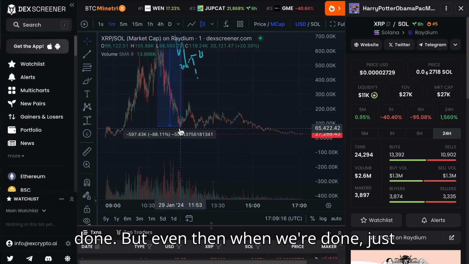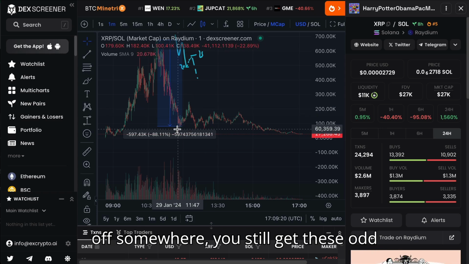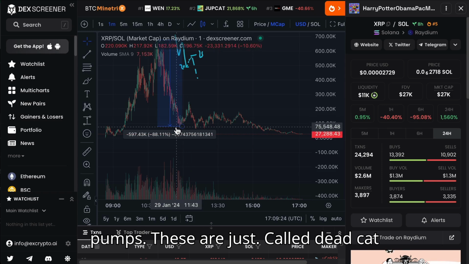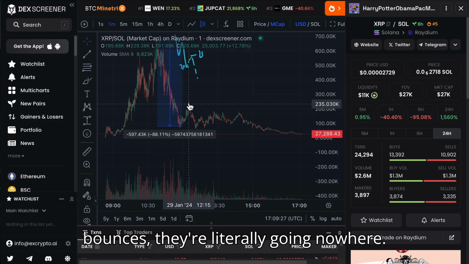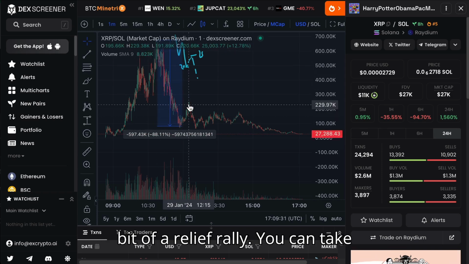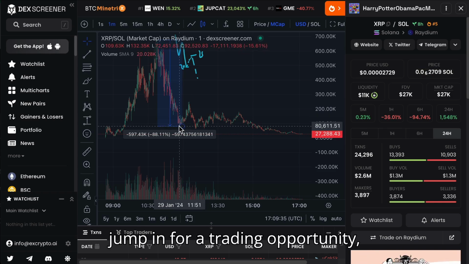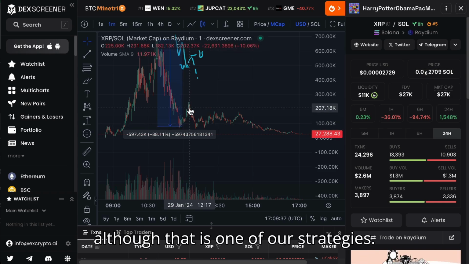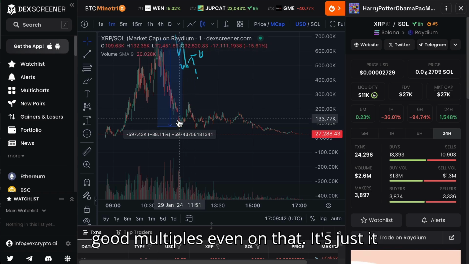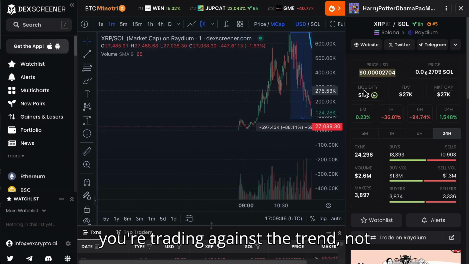But even then, when we're done, just in case you missed it and you went off somewhere, you still get these odd pumps. You should be selling into these pumps. These are just called dead cat bounces. They're literally going nowhere. It's just because people oversold the collection so much that you get a little bit of a relief rally. You can take advantage of that. I wouldn't advise jumping in for a trading opportunity, although that is one of our strategies. We've done it before because you can get good multiples even on that. It just gets a little bit risky there because you're trading against the trend, not with the trend.